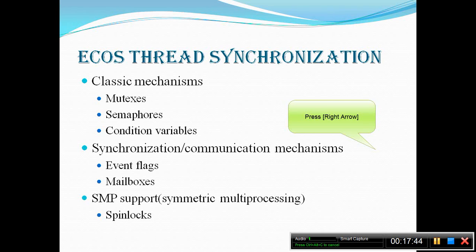Next are mailboxes. Mailboxes can also be called message boxes. These are eCos synchronization mechanisms that provide means for two threads to exchange information. The eCos mailbox mechanism can be configured for blocking or non-blocking on both the send and receive side. The maximum size of the message queue associated with a given mailbox can also be configured.